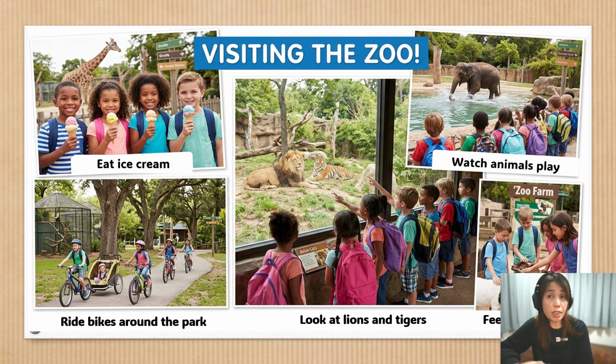Keeping the structure stable while changing the context helps pupils transfer the skill rather than simply memorize one model answer.